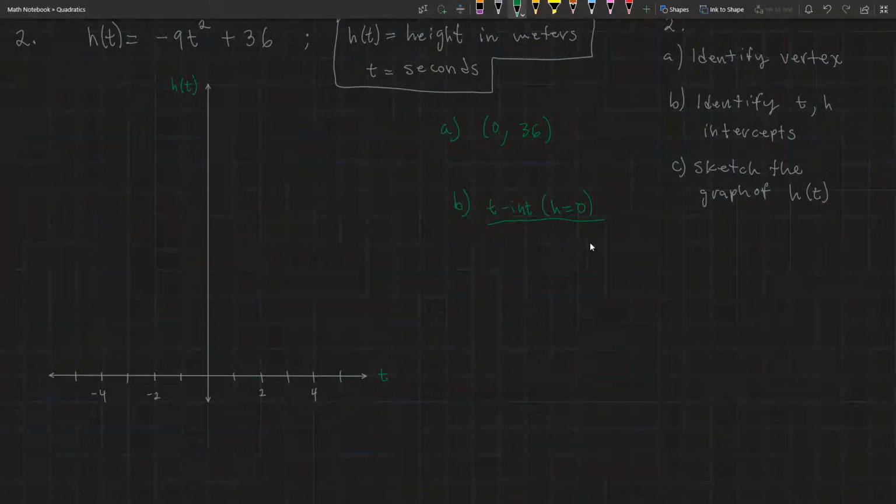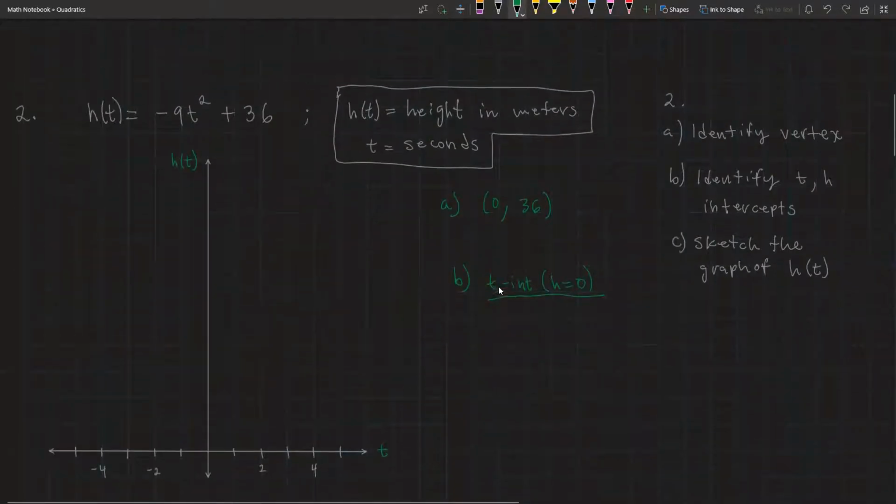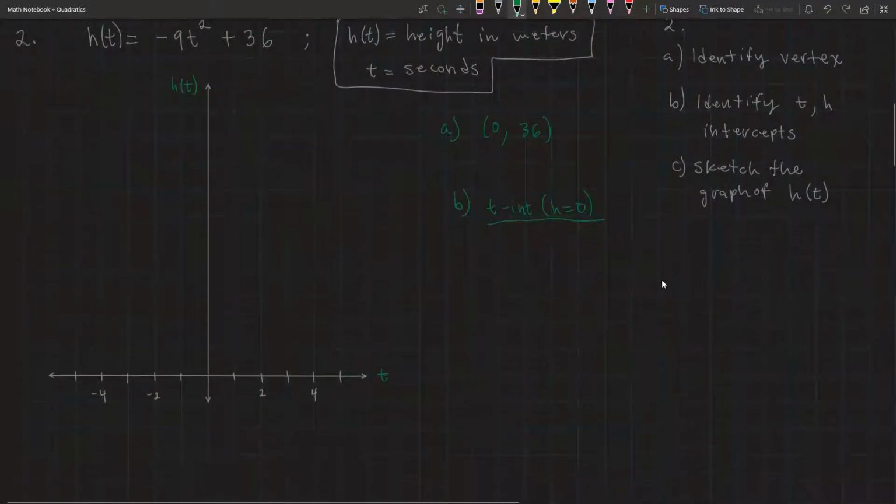I'm going to pause right here and give you time to synthesize what's going on. Before we would say x-intercepts, y equals 0. Now we're saying t-intercepts is h equals 0, because the t replaced the x variable and the y was replaced by the h variable. So let's go ahead and solve that.